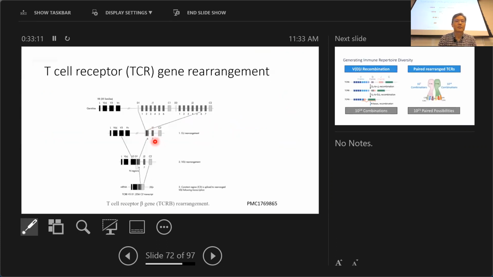So this shows you the combinations of T cell receptor gene rearrangement. You start from all these genes, but for each T cell, only selected sub segments will express. So these two will express and combine and give you the combination of this T cell receptor for this cell. Another cell may change this rearrangement.